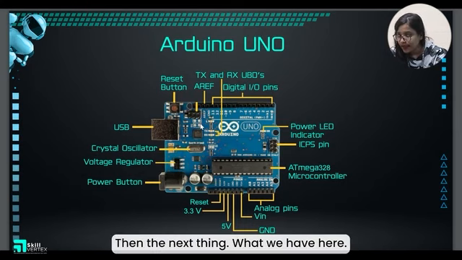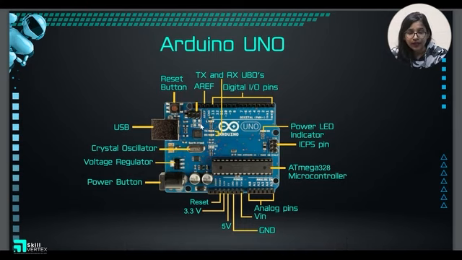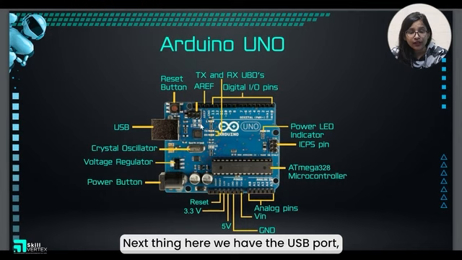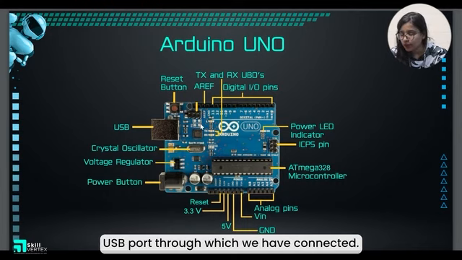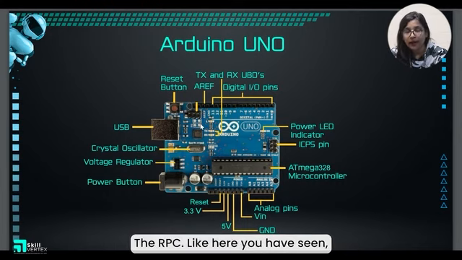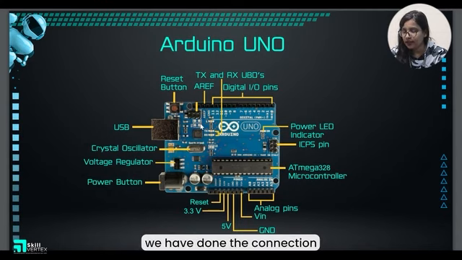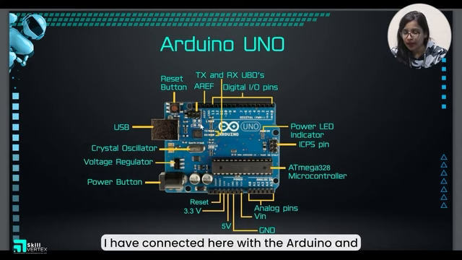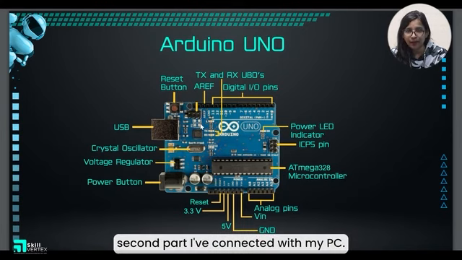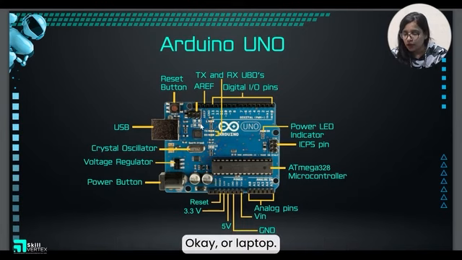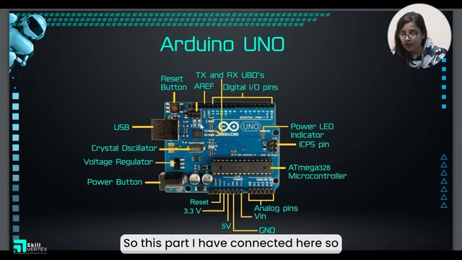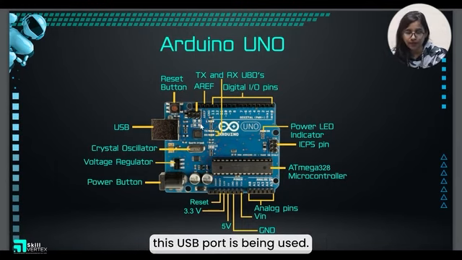Okay. Then the next thing we have here is the USB port, through which we have connected our PC. Like you have seen, we have made the connection with the USB port. One end I have connected to the Arduino, and the second end I have connected to my PC or laptop. So for connection with the system, this USB port is used.